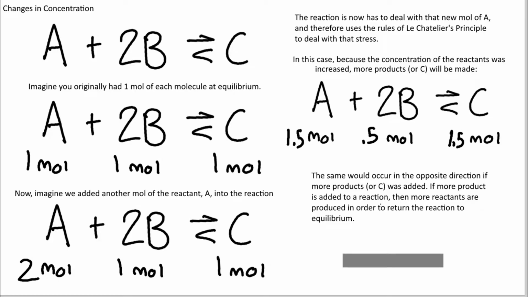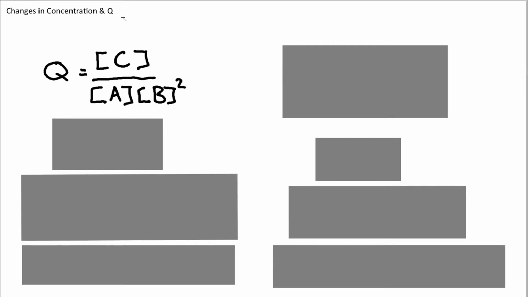If more product is added to a reaction, then more reactants are produced in order to return the reaction to equilibrium. So why does this exactly happen? What's the specifics behind it? Well, it has everything to do with the reaction quotient Q, and it's very important that you understand why the change in concentration impacts the reaction so much involving Q.